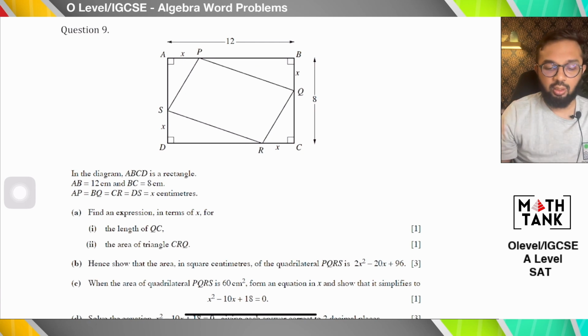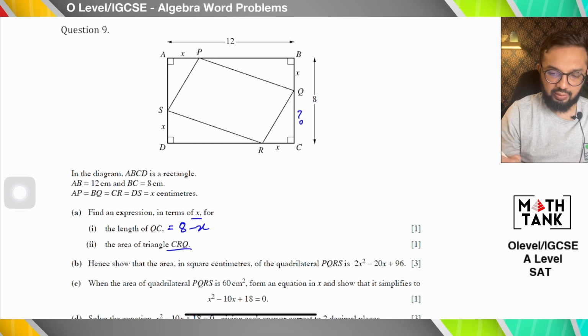Let's see some more. It says in the diagram ABCD is a rectangle. AB equals 12 and BC equals 8. AB equals BQ. All of these lengths are given to you as equal to x. Find an expression in terms of x for the length of QC. So QC looks like it's simply 8 minus x. The entire length is 8 and the length above is x, so 8 minus x.